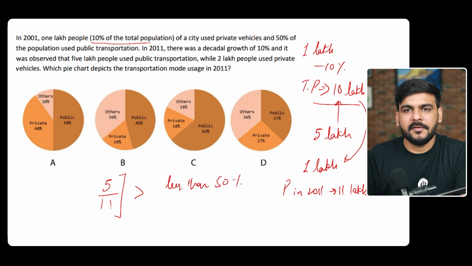Then they are saying private is by 2 lakh people. So 2 lakh divided by 11 lakh would be less than 1/5. Less than 1/5 means less than 20%. So now we have both the things.